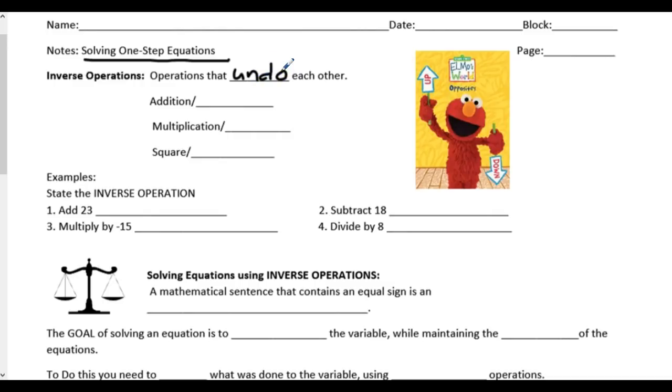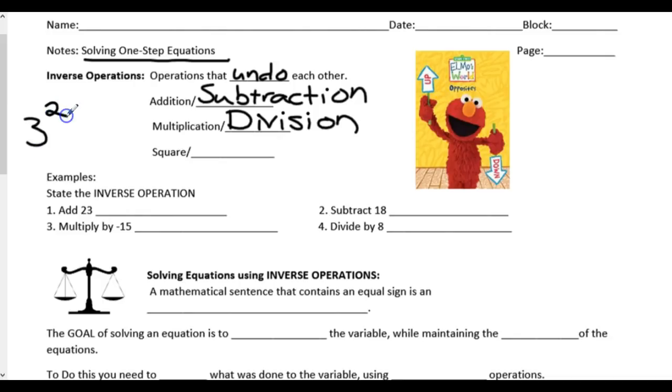So what would undo addition? Would be subtraction. What would undo multiplication? Would be division. And undoing a square, so for example, 3 squared, undoing that would be something we just talked about last unit, would be our square root.